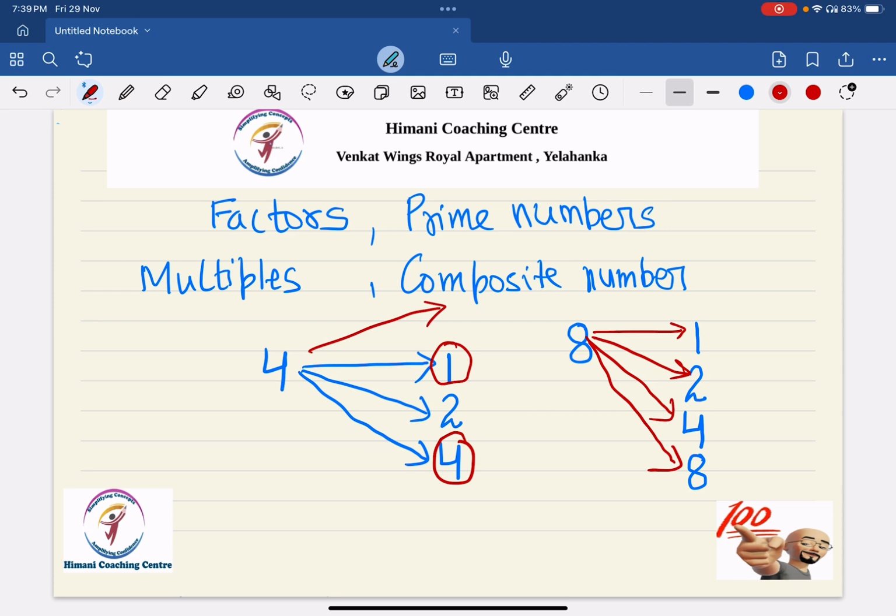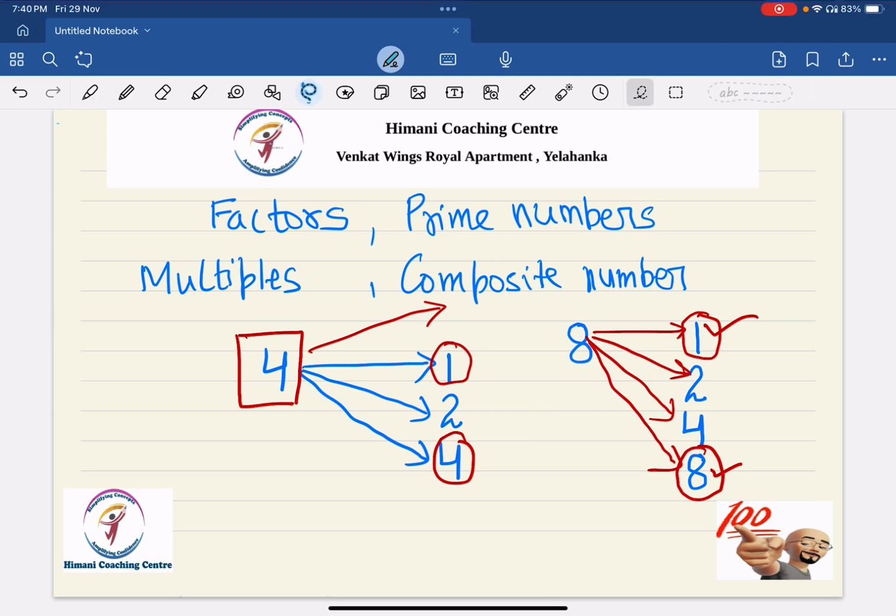What is the definition of a composite number? Any number having more than two factors. And what are those factors? The number itself, in this case 8, and 1. As I told you, 1 is a factor of all the numbers. So remember, if you are asked what is the smallest composite number, the smallest composite number is 4.